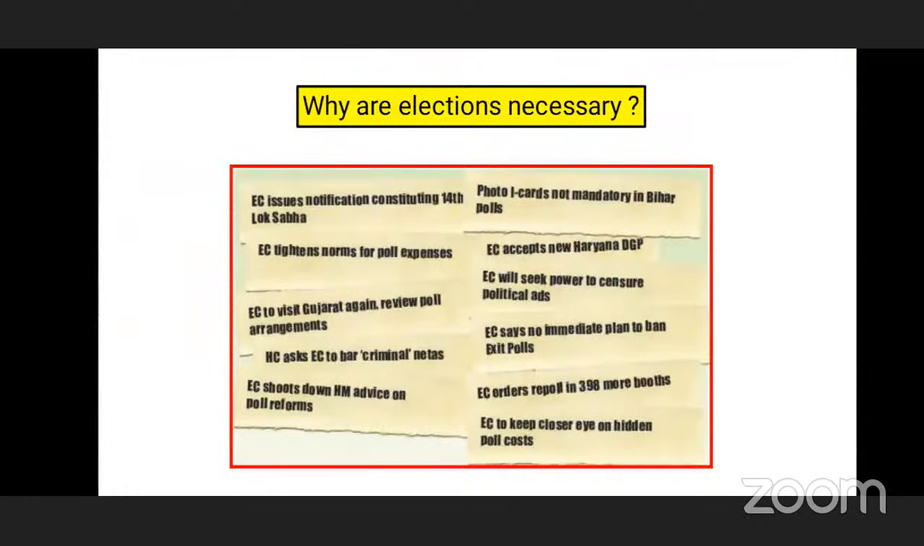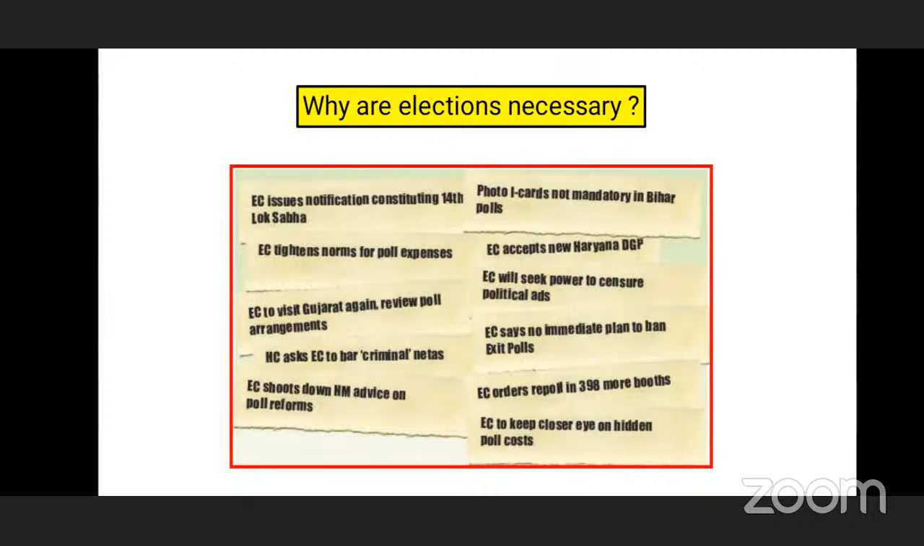Students, look at this slide and observe the paper clippings. What is displayed in the slide? Look at the first paper clipping. EC issues notification constituting 14th Lok Sabha. EC tightens norms for poll expenses. EC to visit Gujarat again, review poll arrangements. HC, High Court, asks EC to bar criminal netas.